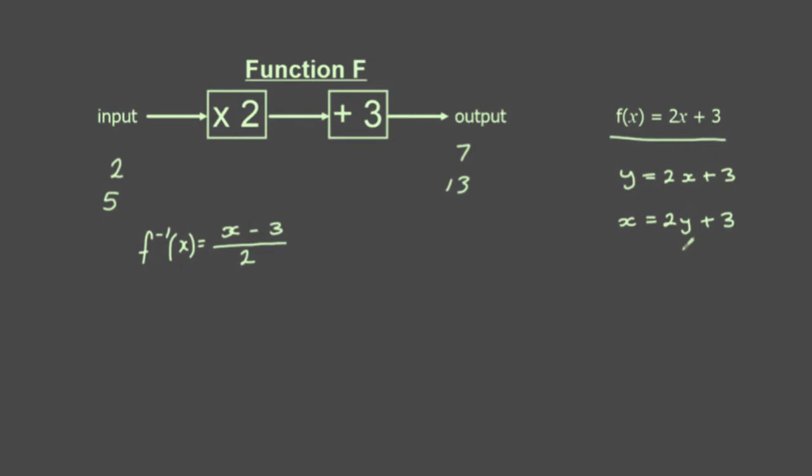So we will take 3 away from both sides. So subtract 3 from both sides. So x minus 3 equals 2y, and then divide both sides by 2. So y is x minus 3 over 2, and we write that again as f minus 1 of x. f inverse of x is x minus 3 over 2.